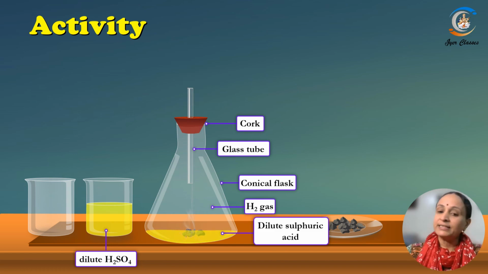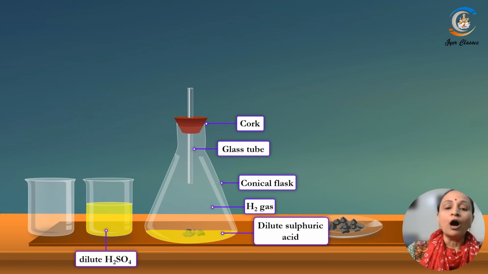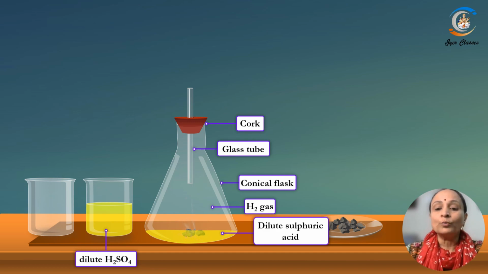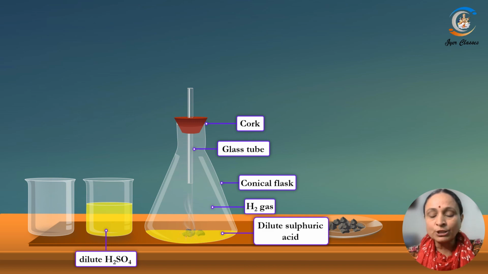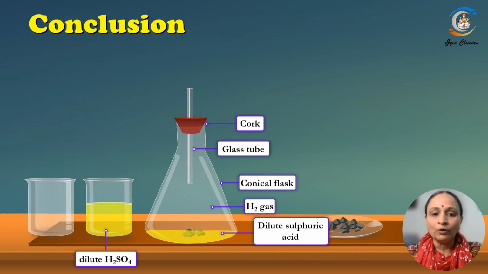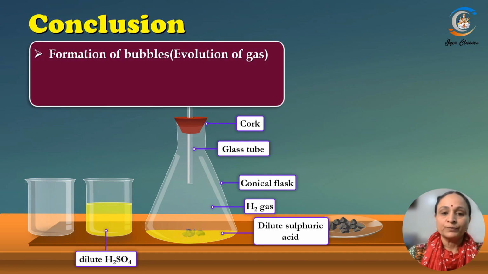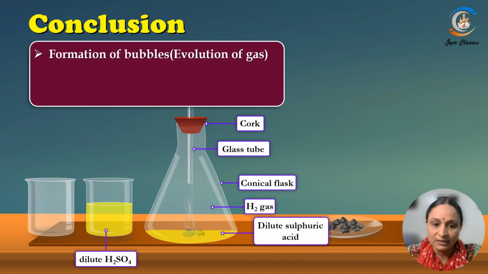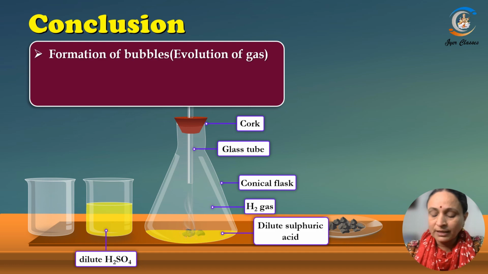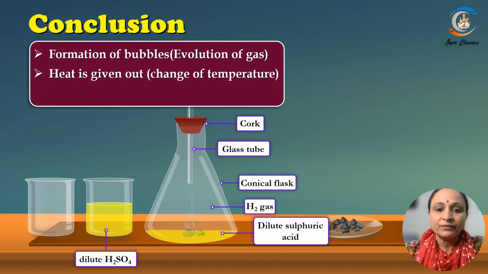The chemical reaction has taken place between this dilute sulfuric acid and the zinc granules, and you have fixed a cork so that the gases don't go out, and you have also fixed a glass tube with it. You can see some gas is coming out of this, and this gas is basically hydrogen gas. What conclusions can you draw from this? You can see bubbles of hydrogen gas coming out. That means some reaction has taken place between the zinc granules and the dilute sulfuric acid.